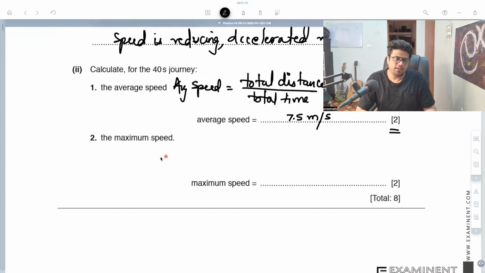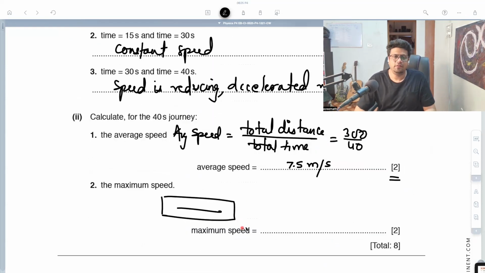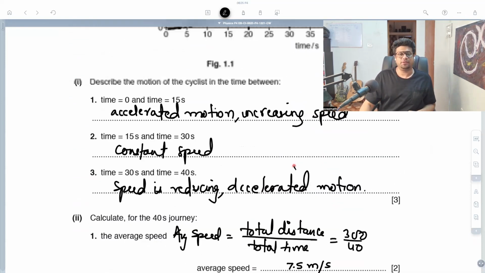Maximum speed is going to be the calculation that we did there, which comes out to be 12.25, maybe 12.3 meters per second. That's where we'll end it. 12.3 meters per second. And that's all.